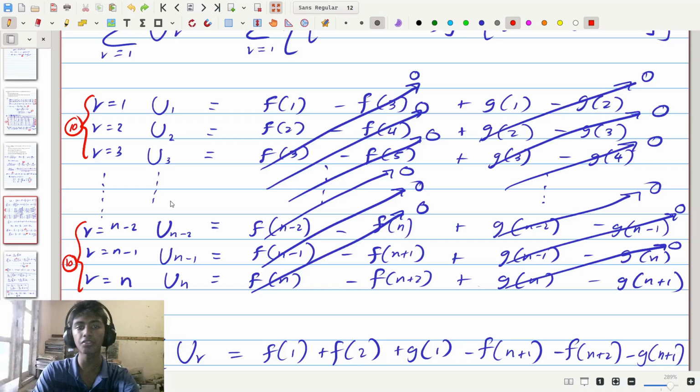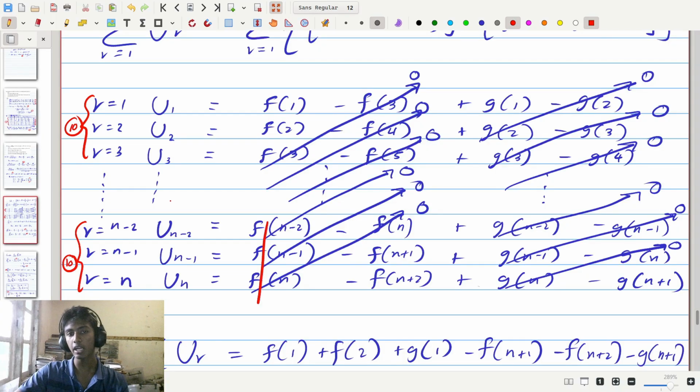Now in this case, you don't really need to write anything more than the first 3 terms. You don't need, for example, to write r equals 4 here. Similarly, you don't need to write anything more than the last 3 terms. You don't need to write n minus 3 here, because for this telescoping sum, in order to see that it's telescoping, you only need 3 terms at the start and 3 terms at the end.